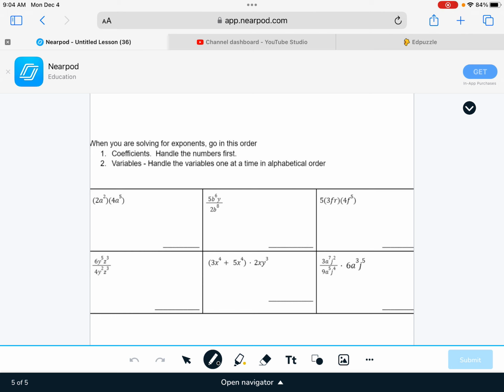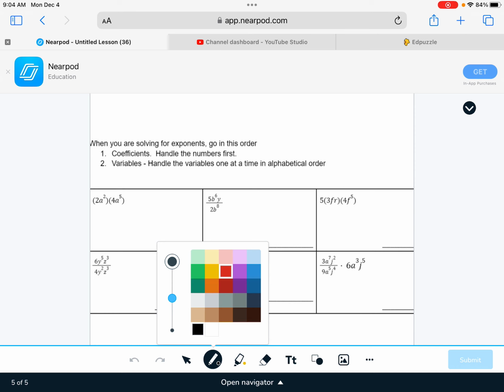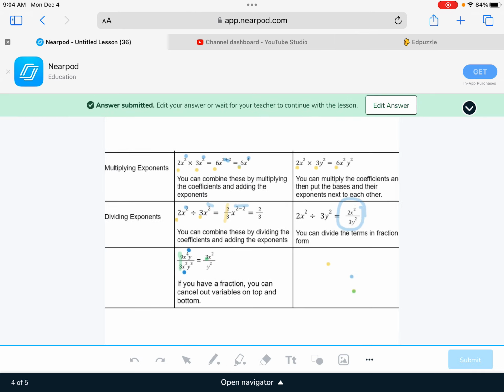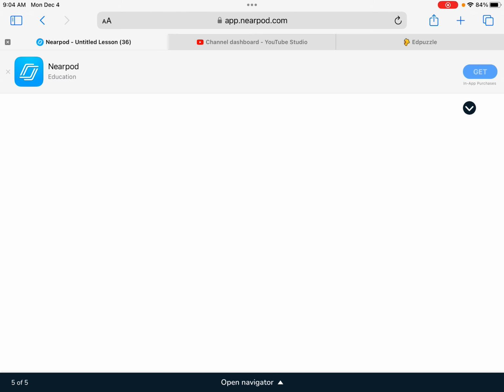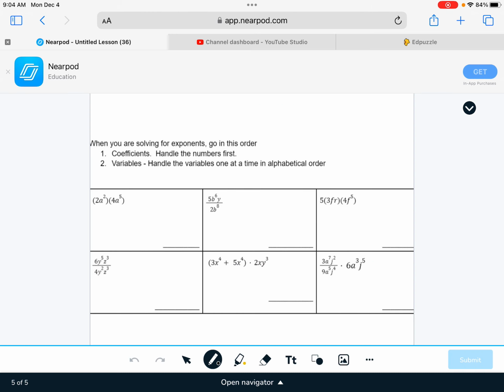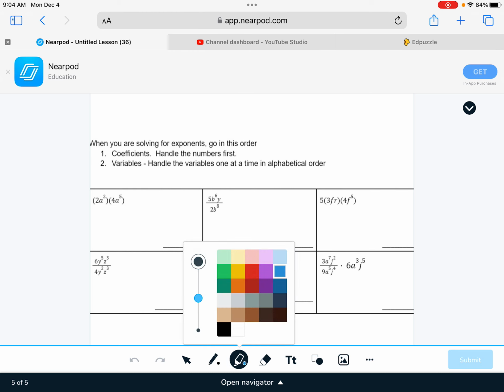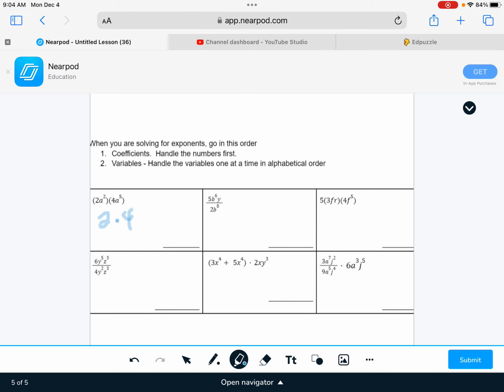Let's do some examples here so you can see what this looks like. First and foremost, it says 2a squared times 4a to the 5th. This is where we are going to be multiplying our exponents together. So we come back over here and check our rules for multiplying exponents. Multiply the coefficients, like literally multiply the coefficients is what it says to do. So let's go ahead and multiply those coefficients. This was a 2a times 4a. So if I take 2 times 4, I get 8.